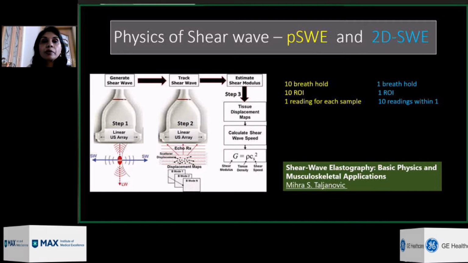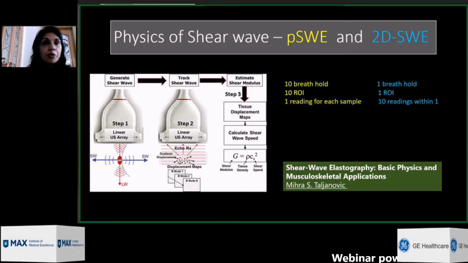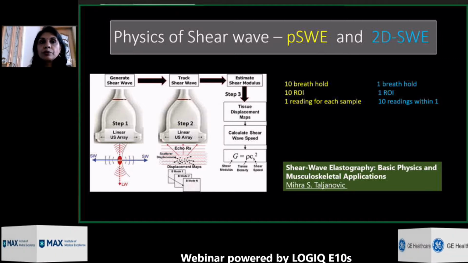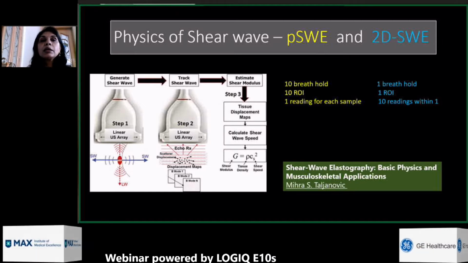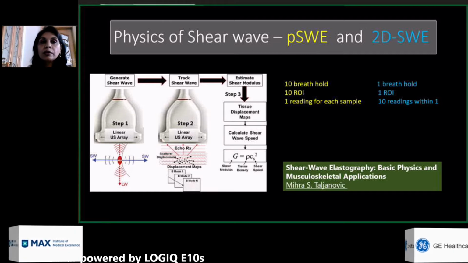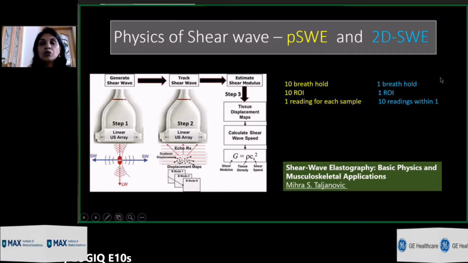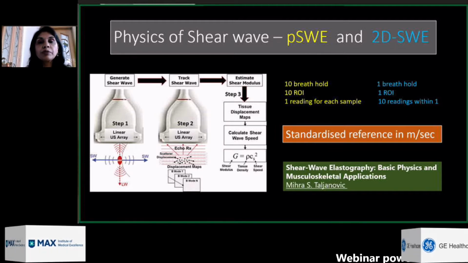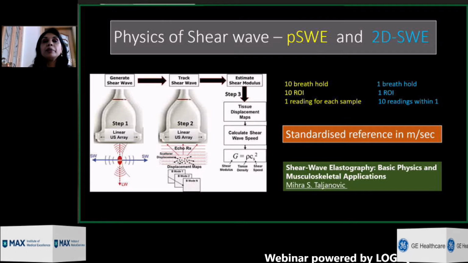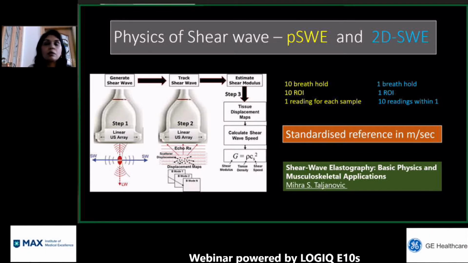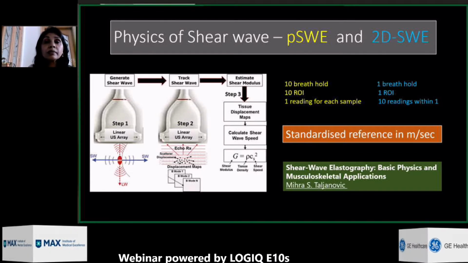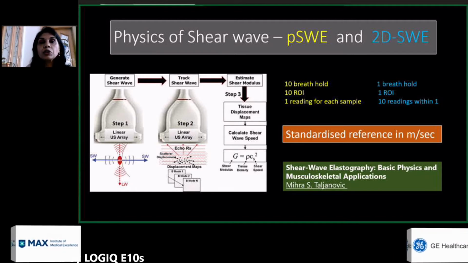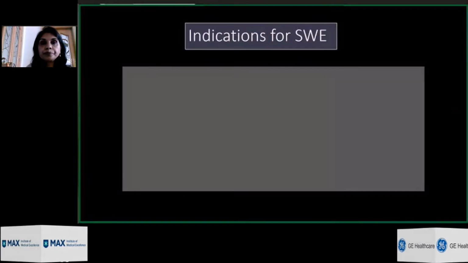But the ultimate result is just the same for both. It is important for us to understand that for a long time it was assumed that we were dealing with elasticity in Young's modulus, that means kPa, but now it is universal that there has to be a standardized reference, which should be given in velocity, in meters per second. Yes, you can say kPa, Young's modulus. But if we are not including the velocities, we are really not doing justice to our investigation.